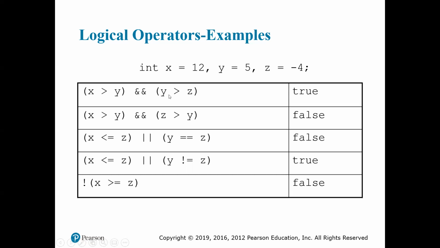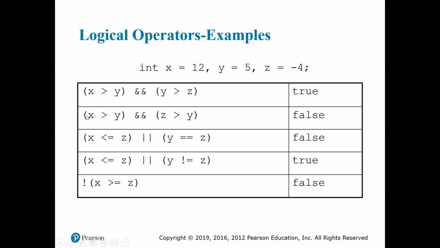Okay, so what about the other side? Y is greater than Z. So Y is 5 and Z is -4. So 5 is greater than -4. That's true. So this side is true and this side is true. So this whole expression evaluates to true.